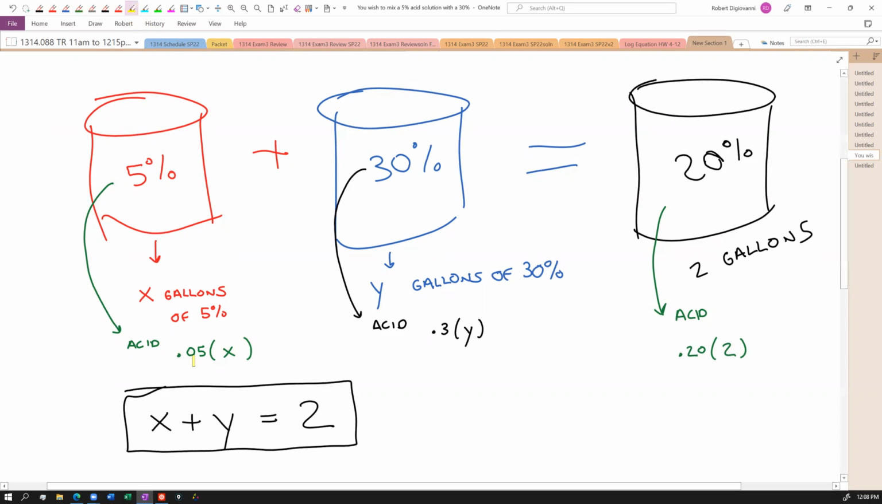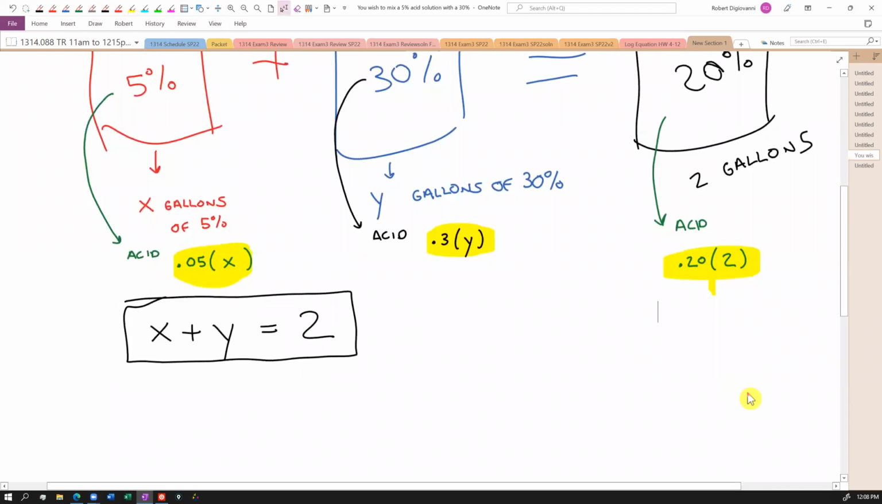So when I take this, that's the amount of acid coming from the first container when I pour it in, and I take this from the second container, pour it in, add them together, I should get this. That's my second equation. Let me write it down. I should have 0.05x plus 0.3y must equal, okay, this you can do on your calculator. What's 0.2 times 2? That should just be 0.4.